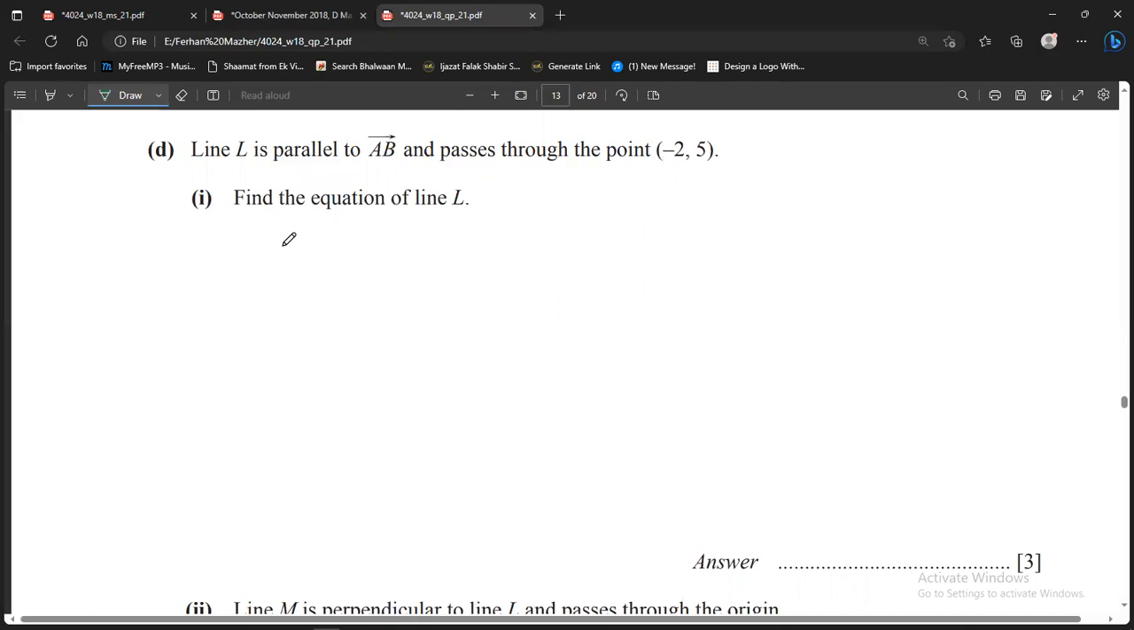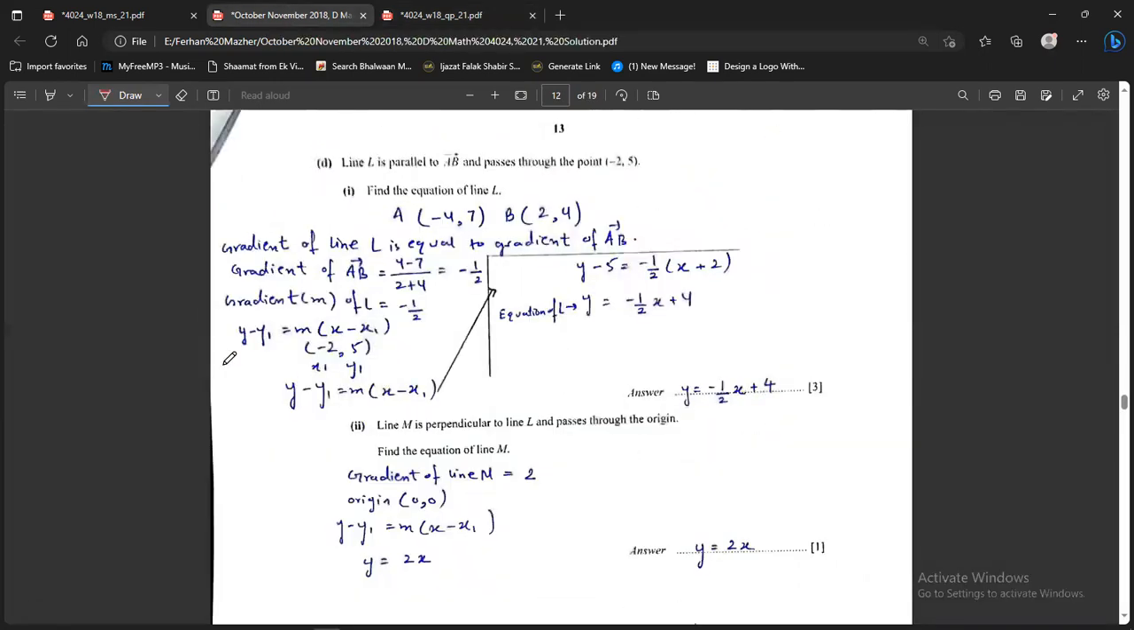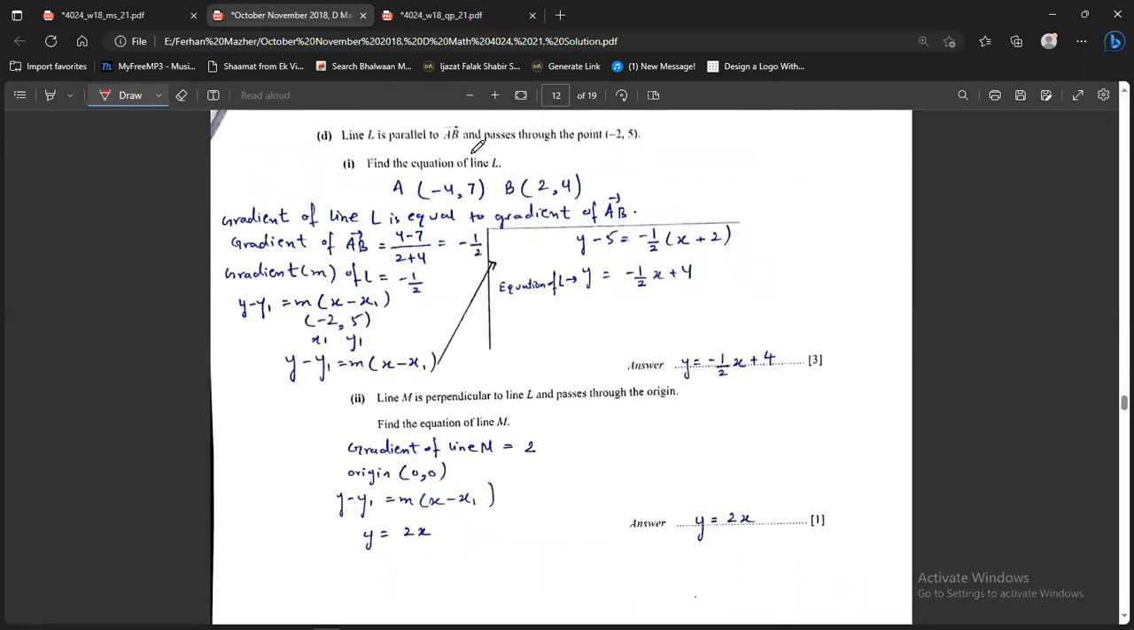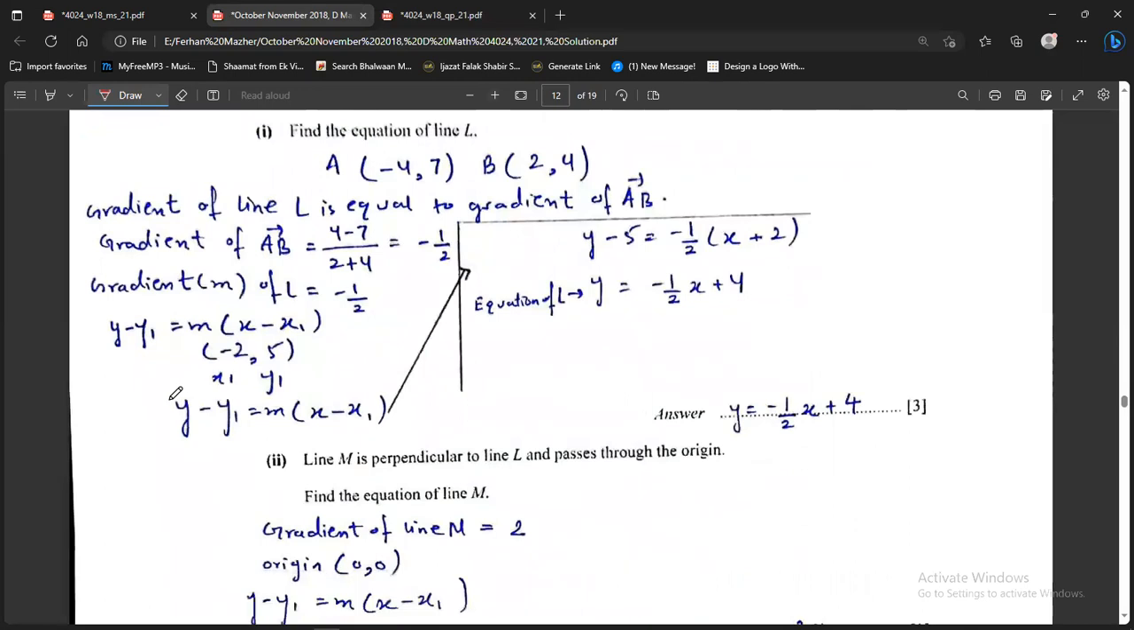Line L is parallel to AB and passes through the point (-2, 5). Find the equation of the line L. Okay, so what is the gradient of AB? A and B are given, so we will find the gradient of AB. The gradient of line L is equal to the gradient of AB.